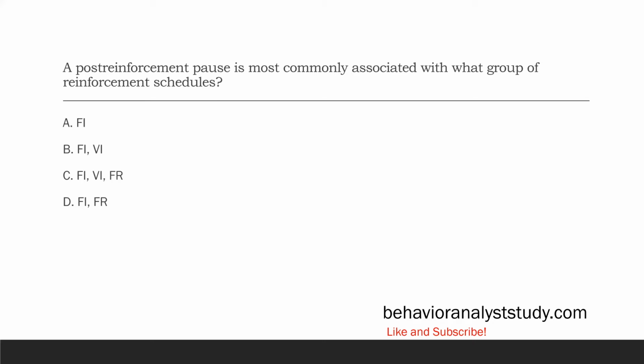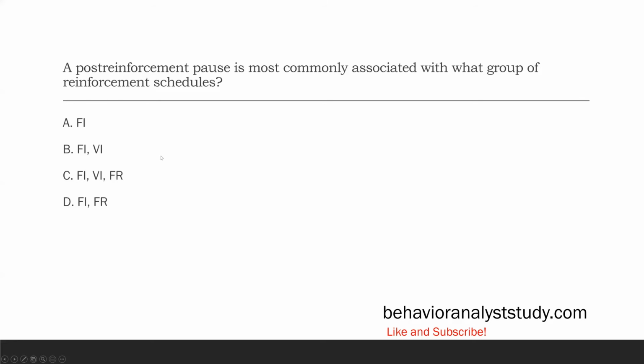Okay. That's why fixed schedules are good, but we always need to try to get to variable because fixed become very predictable. So that said, a post-reinforcement pause is most commonly associated with what? Well, typically fixed schedules. So A, fixed interval. Good. Is fixed interval our only fixed schedule? No. So let's keep looking. B, fixed interval, variable interval.